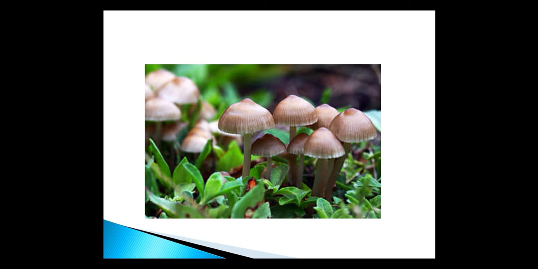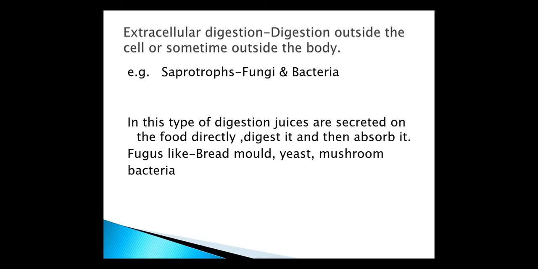In saprotrophic nutrition, a special type of digestion takes place. The digestion which takes place in saprotrophs is called extracellular digestion. Extracellular means outside the cell. Digestion that takes place outside the cell, or sometimes outside the body, is called extracellular digestion. In all saprotrophs, including fungus and bacteria, all types of fungus like mushroom and bread mold, saprotrophic nutrition takes place. Yeast is also a fungus. In all these, extracellular digestion takes place.